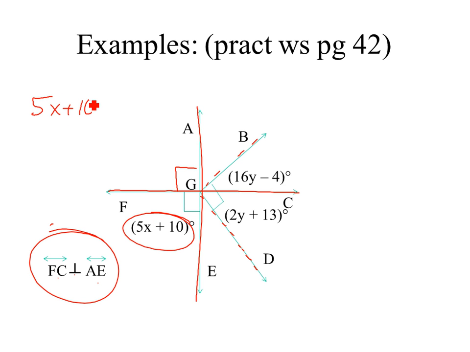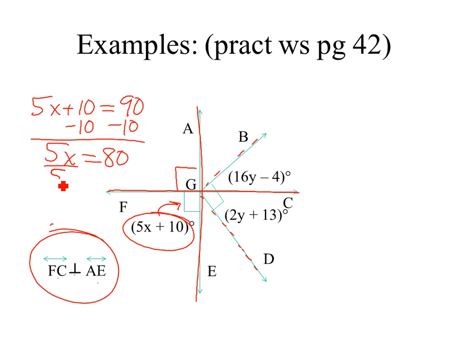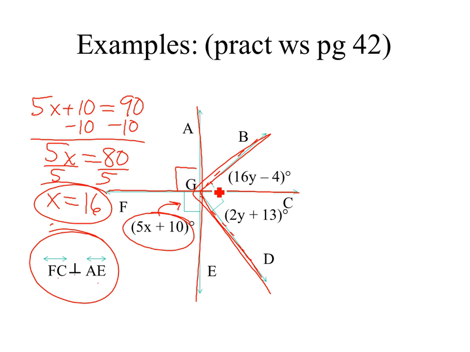Well, we also know that this angle is a right angle, so that 5X plus 10 has to equal 90. Subtract 10 on both sides, you end up with 5X equals 80. Divide by 5, you end up with X equals 16. Over here, they tell us that that angle right there is a right angle.